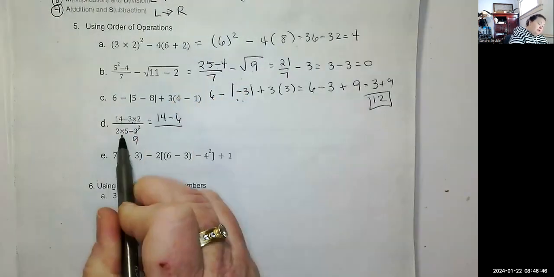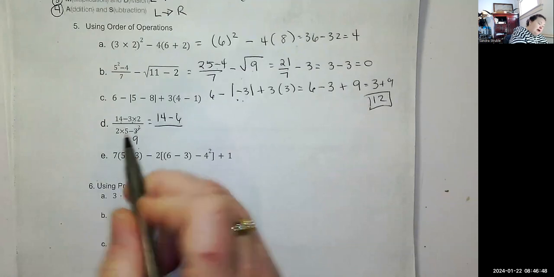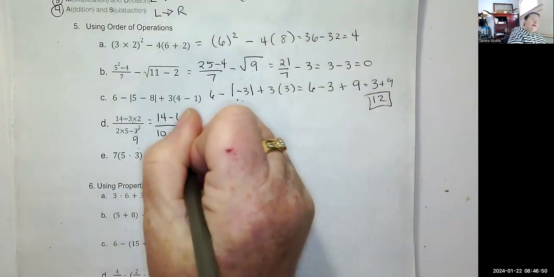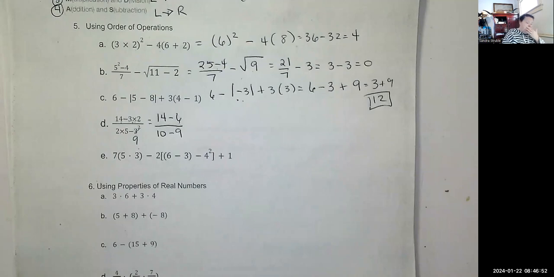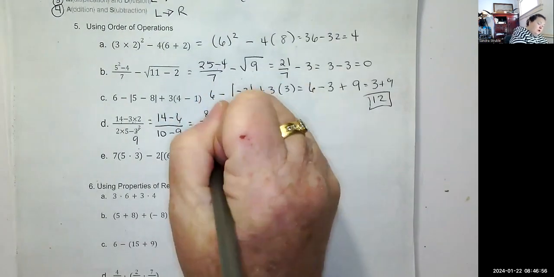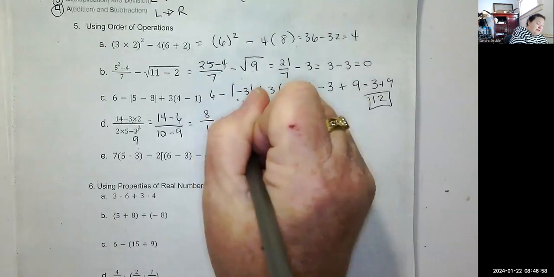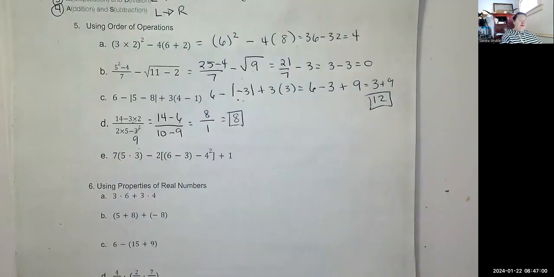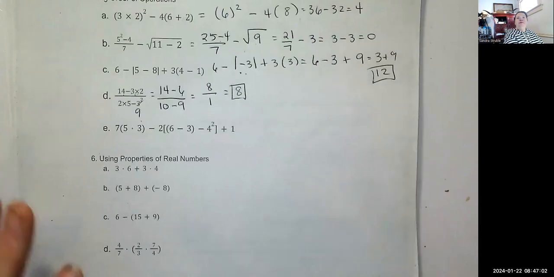Over 2 times 5 minus 9. 2 times 5 is 10 minus 9. Now we can do our subtraction. 14 minus 6 is 8. 10 minus 9 is 1. And then now divide, it's just 8. Okay. Looked a little crazy at first.